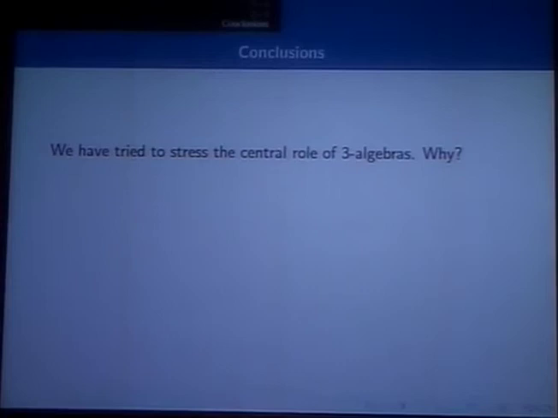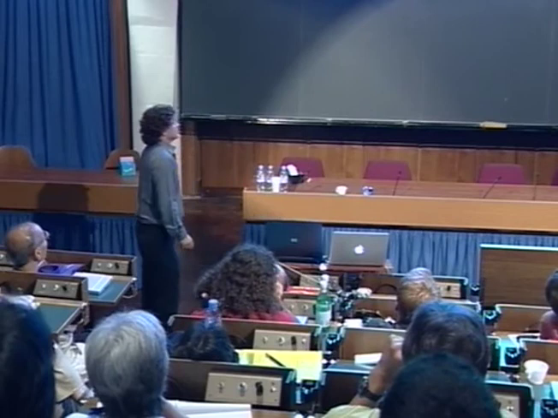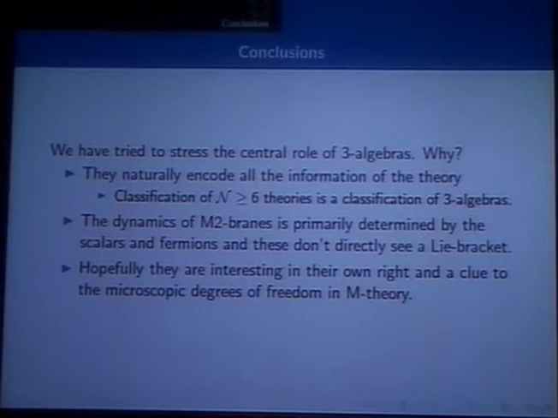So my final transparency is the following question. I've tried to stress the central role of three-algebras in this work. So why? A lot of people say to me, well, these are just gauge theories, Chern-Simons gauge theories. You don't need this language. And that's true. There's no doubt that's true. But why have I continued to do this? Well, the first is they are naturally encoding all the information of the theory. In some sense, this is semantics, but the data of what these Chern-Simons theories are is the data of what we call a three-algebra. So classification of these theories is classification of three-algebras.